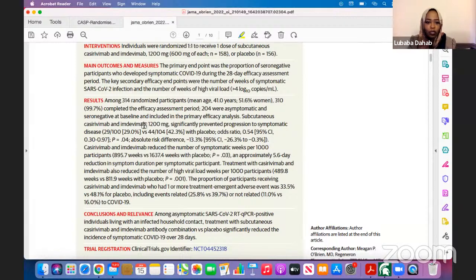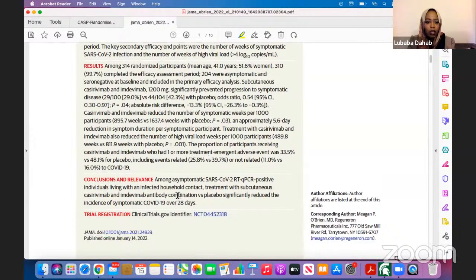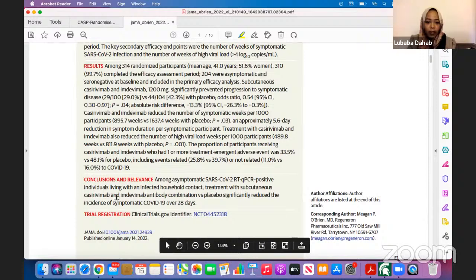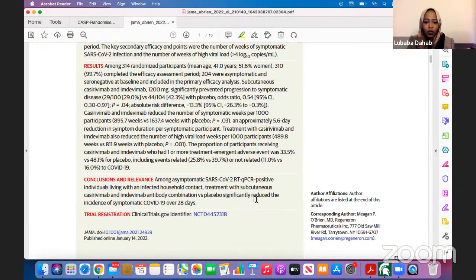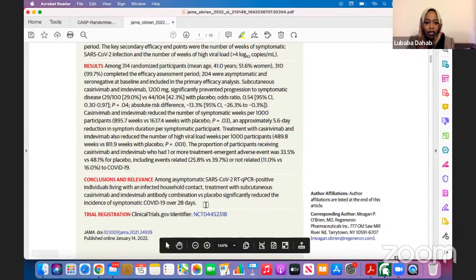204 were asymptomatic and seronegative at baseline and included in the primary efficacy analysis. So basically, most of the participants were included at the analysis and the reporting of the outcome. The conclusion and relevance: among asymptomatic SARS-CoV-2 PCR positive individuals living with an infected household contact, treatment with subcutaneous casirivimab and imdevimab antibody combination versus placebo significantly reduced the incidence of symptomatic COVID-19 over 28 days, which is the efficacy period that they calculated.